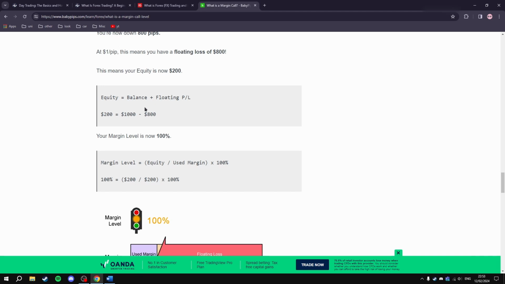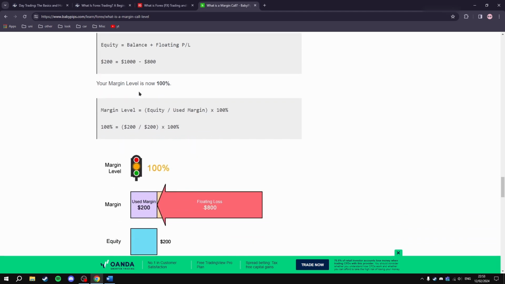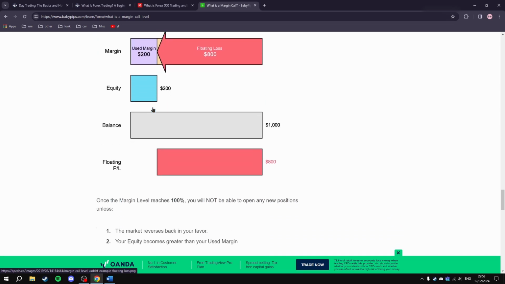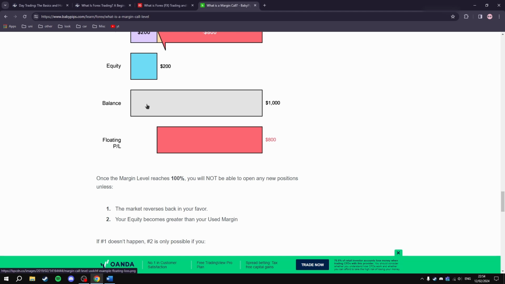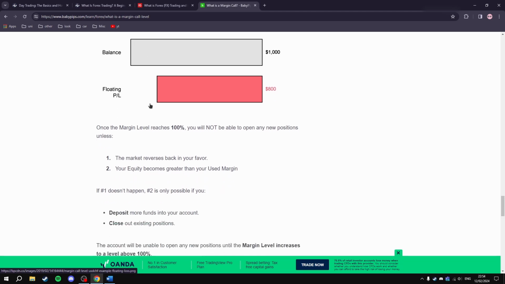Because your used margin is $200. Once the margin level reaches 100%, you will not be able to open any new positions unless the market reverses back in your favour. Your equity becomes greater than your used margin.